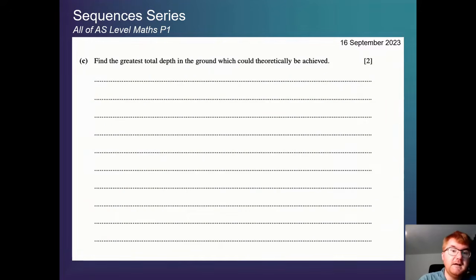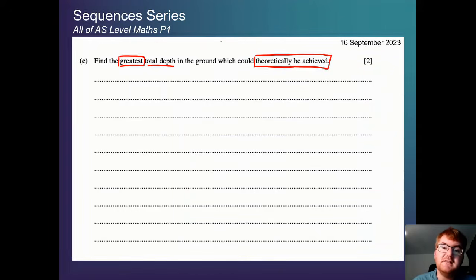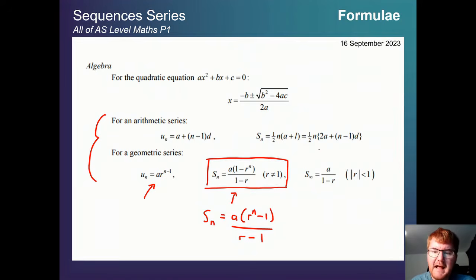Now question C, again, is also a classic. I see a particular word or phrase and it triggers something in my mind here. So here we have find the greatest, that's important, total depth in the ground, which could theoretically be achieved. So as soon as I see a phrase like greatest, or a phrase like theoretically could be achieved, I'm already thinking to myself the sum to infinity formula. That's the first thing that goes into my head here. If I go back, we have the sum to infinity formula just right over here, which is equal to a over 1 minus r.